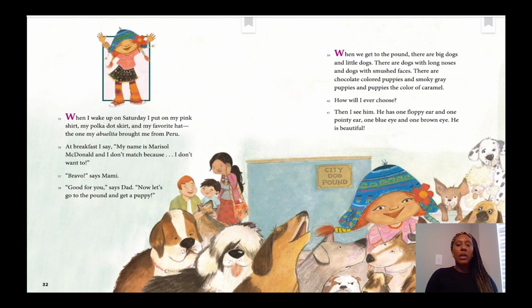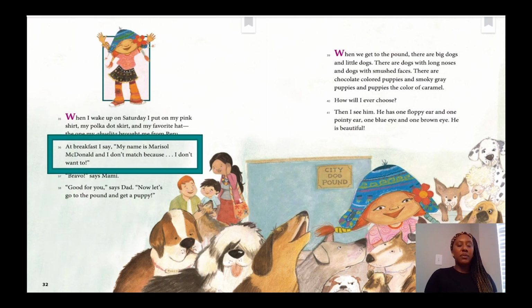When we get to the pound, there are big dogs and little dogs. There are dogs with long noses and dogs with smushed faces. There are chocolate covered puppies and smoky gray puppies and puppies the color of caramel. How will I ever choose? Then I see him. He has one floppy ear and one pointy ear, one blue eye and one brown eye. He is beautiful.